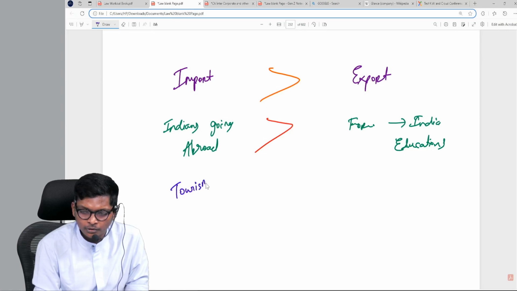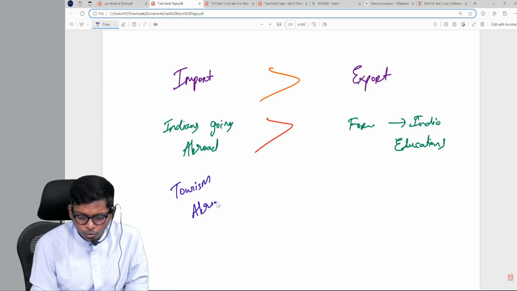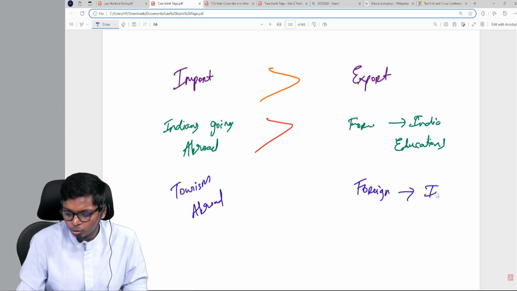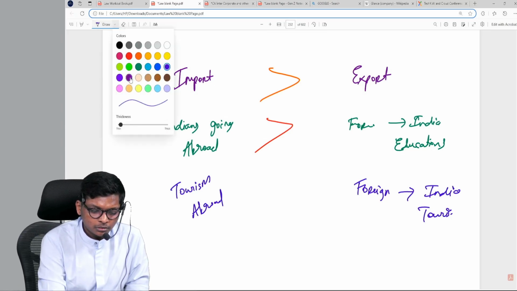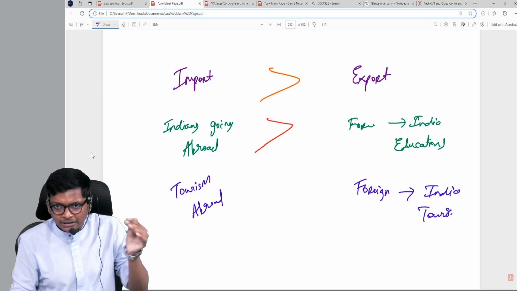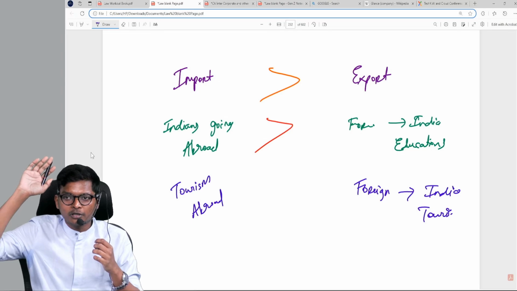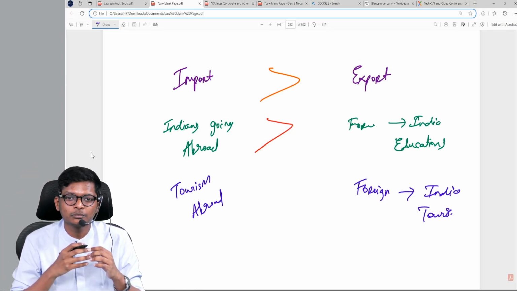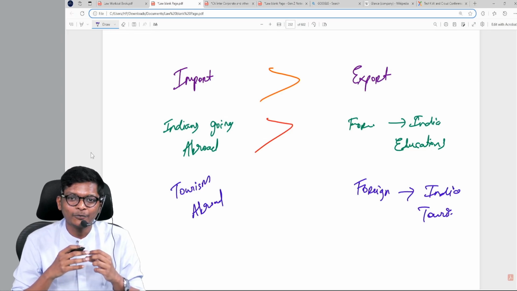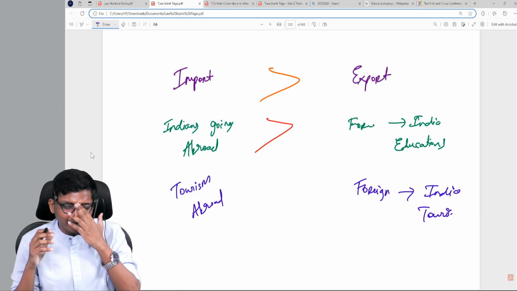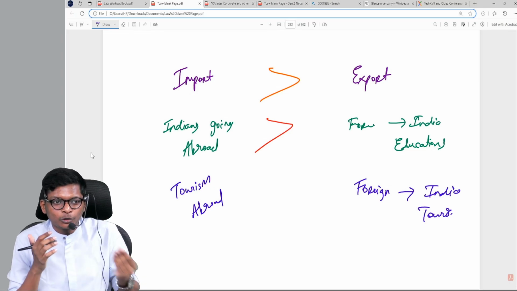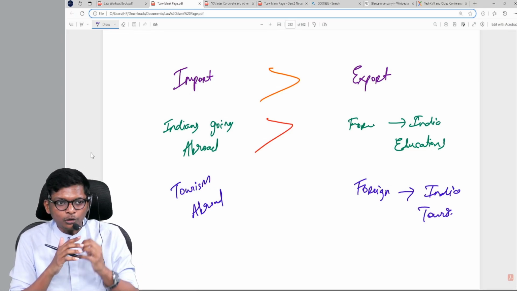Next, tourism. Will you go abroad for tourism, or are foreigners coming to India for tourism more? How many of you are saying foreigners coming to India for tourism is high? After getting married, for honeymoon, where will you go if money is not an issue? Tell me. Switzerland. Why not Kerala? That means you want to go abroad.